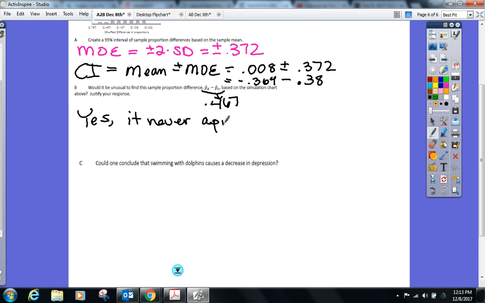I think some of you guys feel like you have to give me some fancy mathematical wording. Nope. Never appeared on the chart.